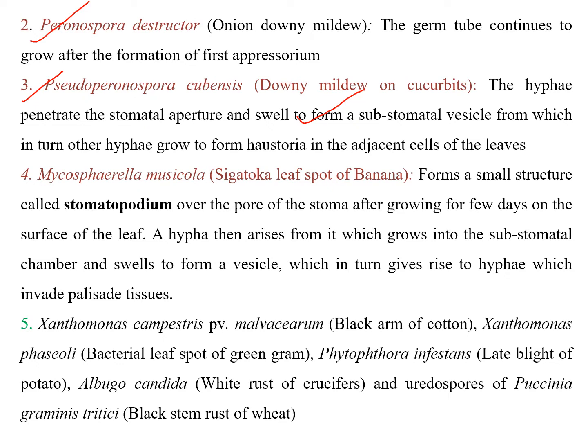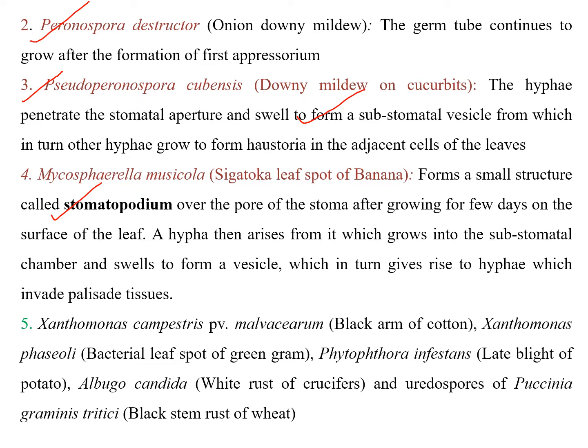And another example, Mycosphaerella musicola, which causes Sigatoka leaf disease on banana. This Mycosphaerella forms a small structure, what we call a stomatopodium, over the pore of that stoma. That means over the stomatal pore, it will produce the structure, that is the stomatopodium, after growing for a few days on the surface of the leaf.